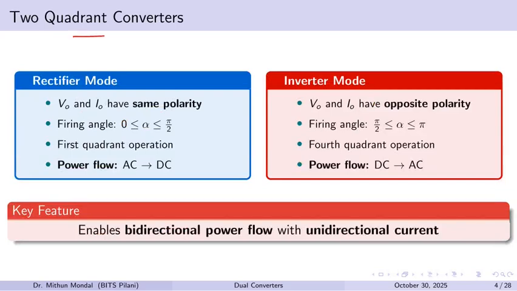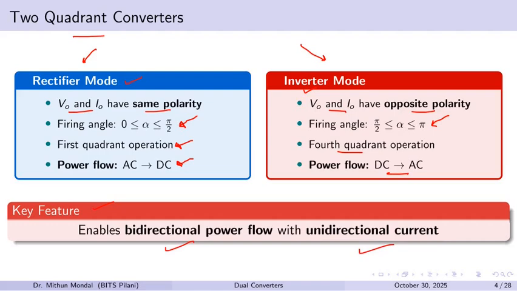The two-quadrant converter operates either in the rectification mode or in the inversion mode. In the rectification mode, the output voltage and the current both have the same polarity. The firing angle lies between 0 to pi by 2. It operates in the first quadrant and the power flow is from AC to DC load. Whereas in the inversion mode, the voltage and current have opposite polarity. The firing angle alpha lies between pi by 2 to pi. It is generally fourth quadrant operation where the power flow is from the DC to AC source. The key feature of the dual converter is that it enables bidirectional power flow with unidirectional current.